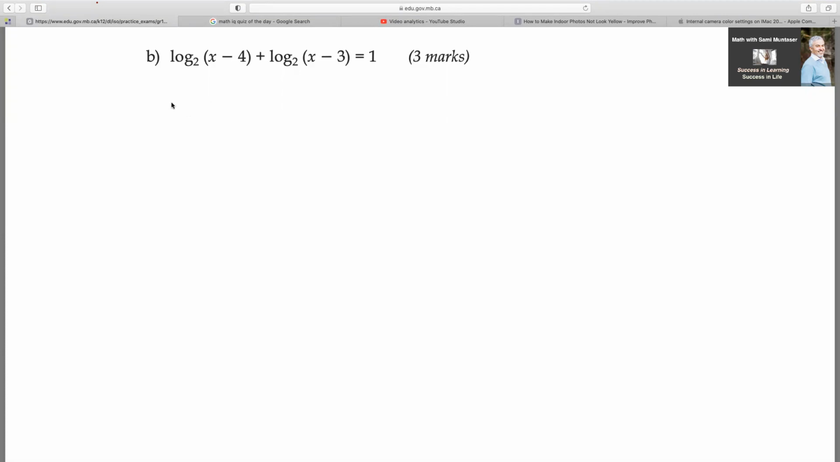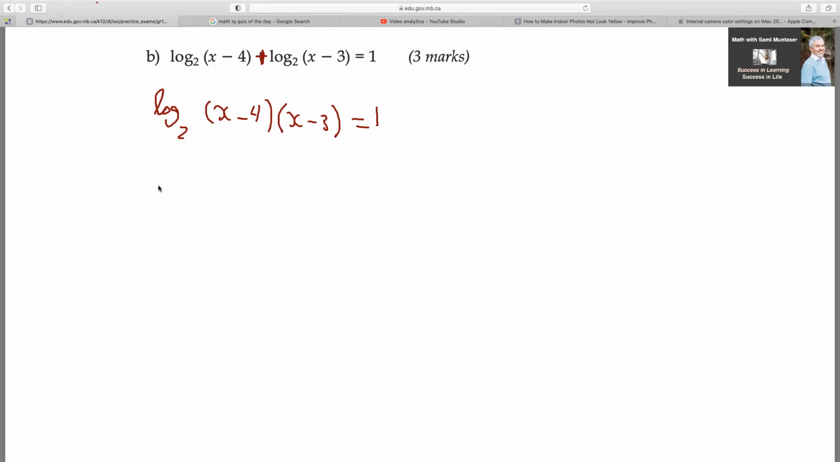So here's one, it says log base 2 of x minus 4 plus log base 2 of x minus 3 equals 1. The first thing you need to do is combine the logs. So you have log base 2, and since it's addition, you change this into x minus 4 times x minus 3 equals 1. Now, you see this is the base of the log. You go the base to the power of 1 equals all of this to get rid of the log.